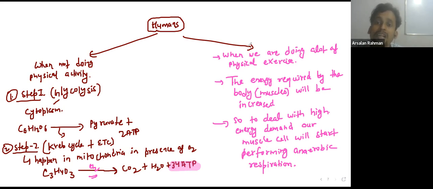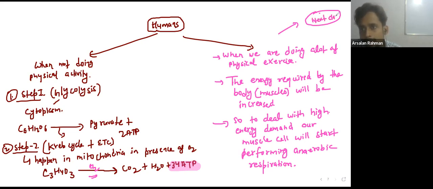Please write down the condition when our body will perform anaerobic respiration. When we have to do a lot of physical exercise, our energy demand will increase. To fulfill this energy demand, our muscle cells will start performing anaerobic respiration. Please copy this. We will deal with this in the next class. If you have any doubt, you can ask me.